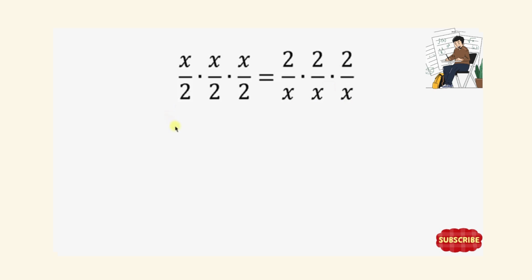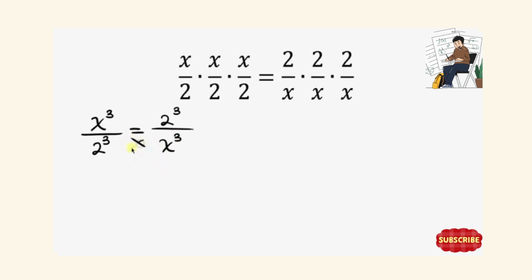Well, our first step will be for us to multiply the numerator. So x times x times x gives x cubed, all over the denominator, 2 times 2 times 2. This is 2 cubed. And this is equal to, on the right hand side, 2 times 2 times 2, that's 2 cubed, all over x times x times x, that's x cubed. Very good. Now our next step will be for us to cross multiply.